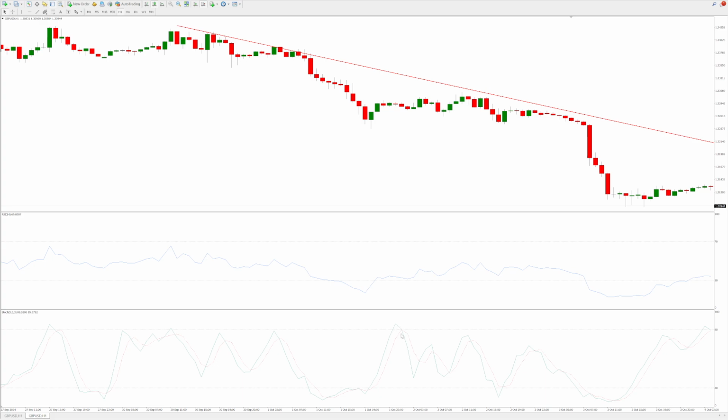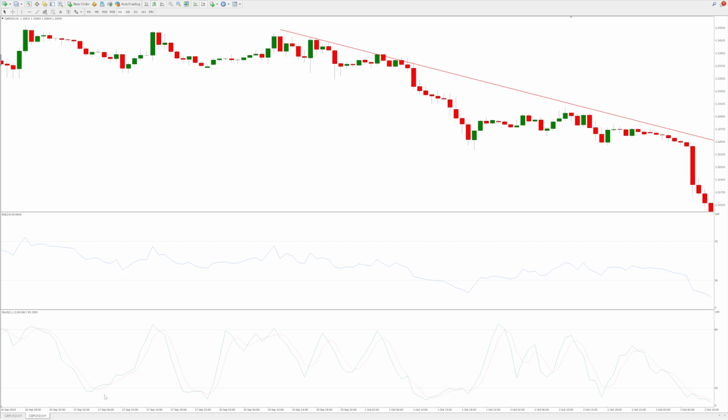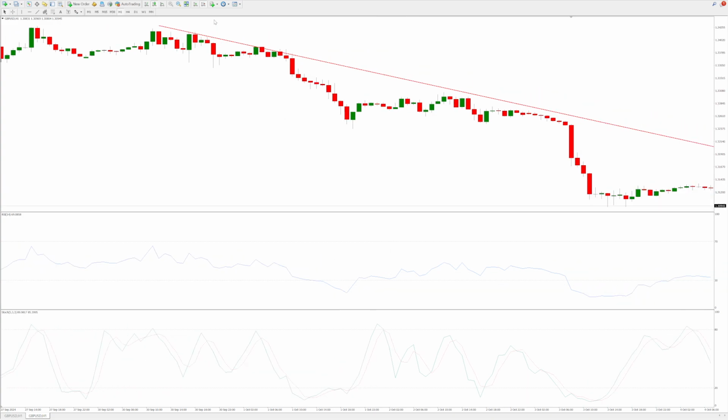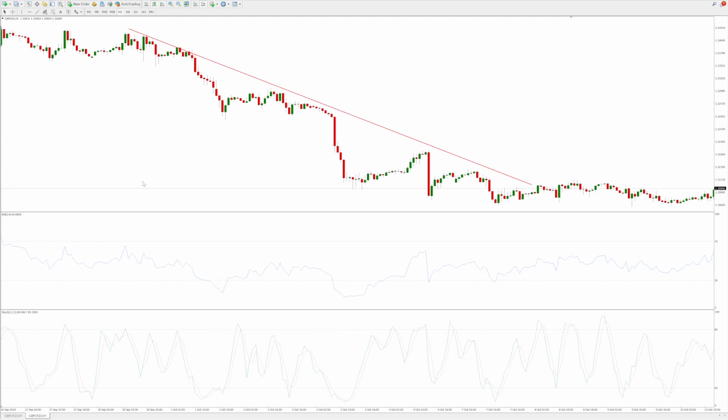So the ideal scenario with the stochastics is a crossover in the direction you're looking to trade in the oversold or overbought area. For example, if we wanted to trade this downtrend here, we would look at the stochastics. We'd look for a crossover in or around the extreme area such as there, and we'd be looking to place a trade coming from this pullback somewhere here.